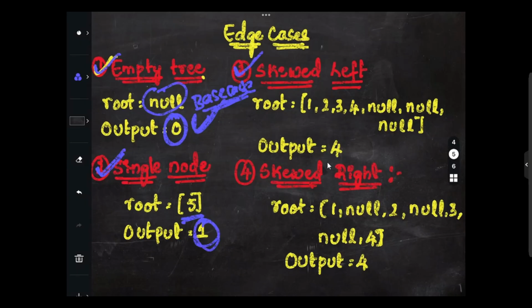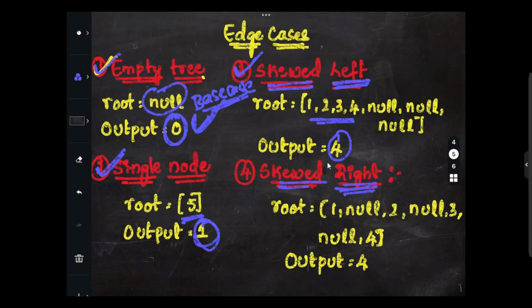Let's move on with the third edge case here, left skewed tree. In this case, we have 1, 2, 3, 4, null, null, null. Completely skewed towards the left, right? So here in this case, output will quite obviously be 4. Depth we have to find out, right? They have clearly mentioned it is a left skewed tree.